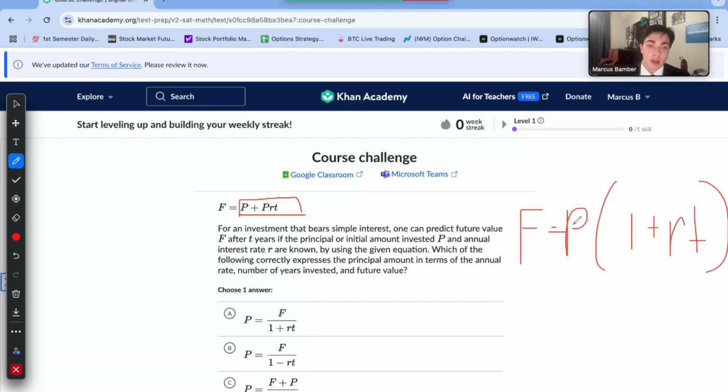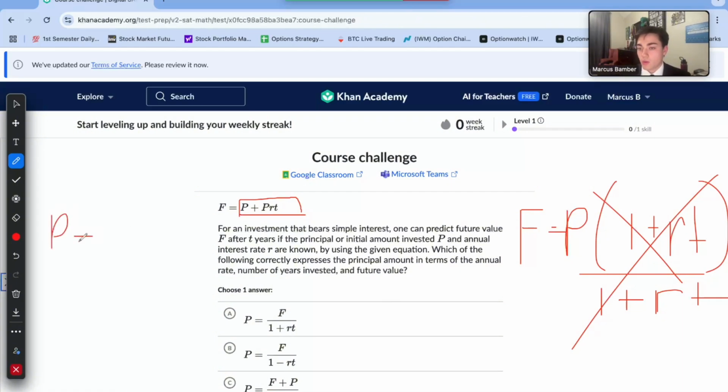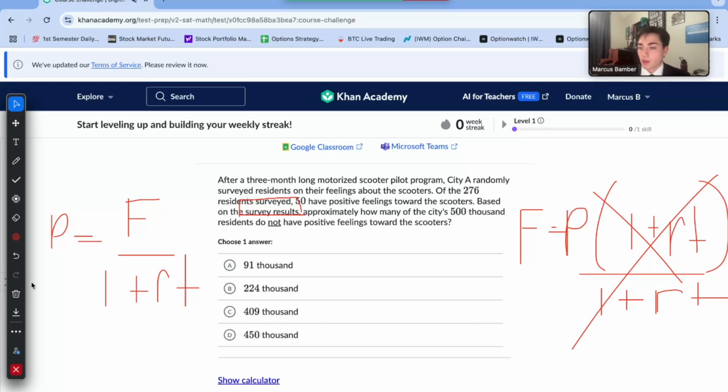Now that we only have one P, we can isolate this singular P. What is happening to the P? It's being multiplied by this parentheses right here, 1 plus RT. So if something is getting multiplied, to get rid of it, to move it to the other side of the equation, we are simply going to divide by 1 plus RT on each side. So they're going to cancel out, and we are left with P is equal to F divided by 1 plus RT. So this factoring concept was very important for this question. Answer choice A is correct. Okay, on to the next question.